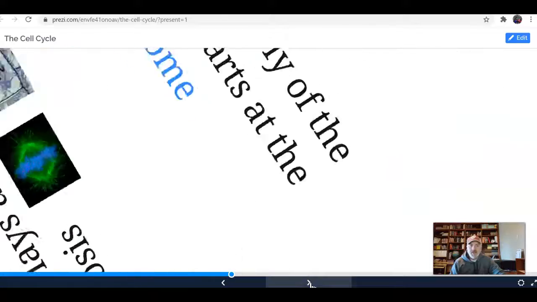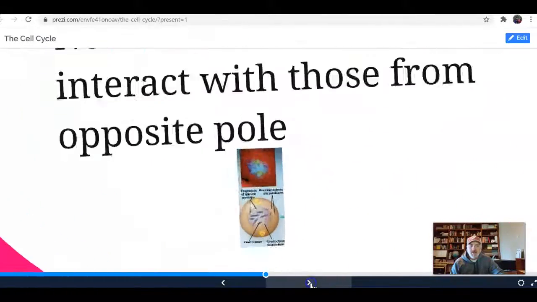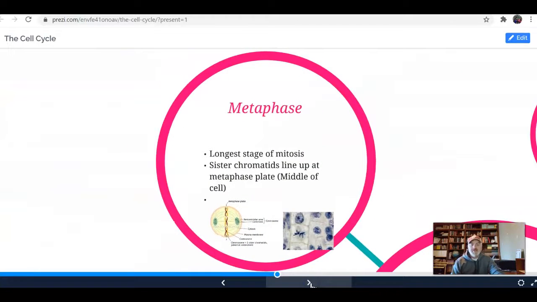Don't worry about that. And we're going to not worry about prometaphase either. We're going to jump straight to metaphase next.